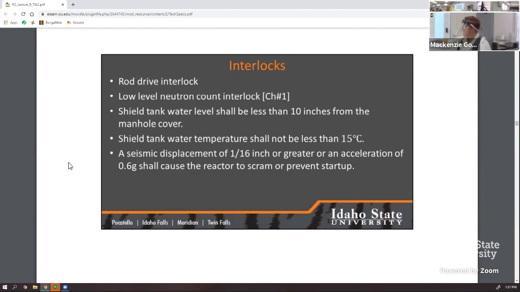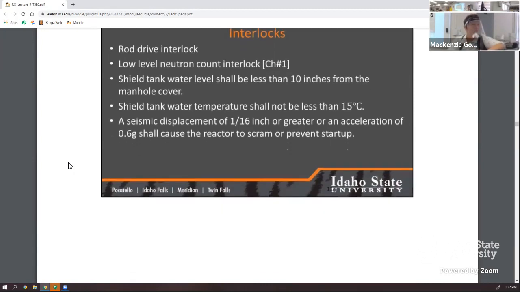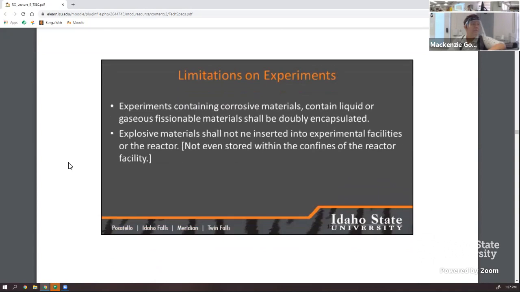Okay? And then, of course, if we have an earthquake, that tells you how big the earthquake has to be. Again, your limitations on experiment. Kind of the important thing to take away from all the experiment stuff, we don't put explosives in the reactor. And if you have corrosive or fissionable materials, they have to be doubly encapsulated. You don't want that to leak into the reactor. Those should seem pretty obvious, right? Nothing fancy about don't put dynamite in the reactor.